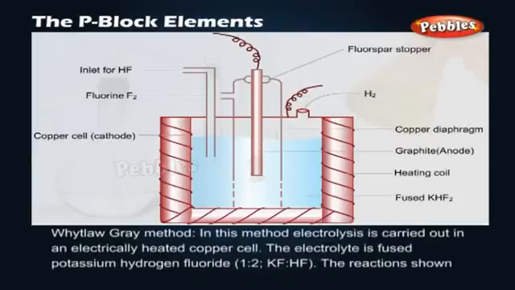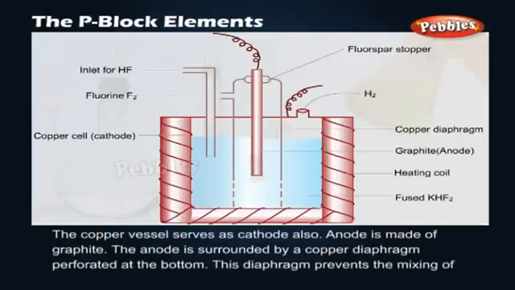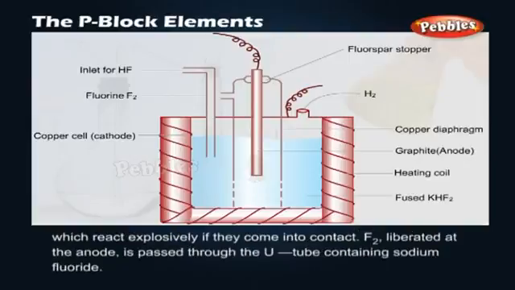Preparation of fluorine. The Whitelaw-Gray method. In this method, electrolysis is carried out in an electrically heated copper cell. The electrolyte is fused potassium hydrogen fluoride, KF:HF in a 1:2 ratio. The reactions shown above occur. The copper vessel serves as cathode also. The anode is made of graphite. The anode is surrounded by a copper diaphragm perforated at the bottom. The diaphragm prevents the mixing of H2 and F2, which react explosively if they come into contact.